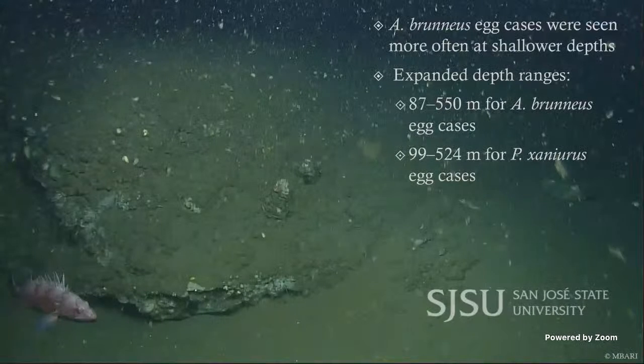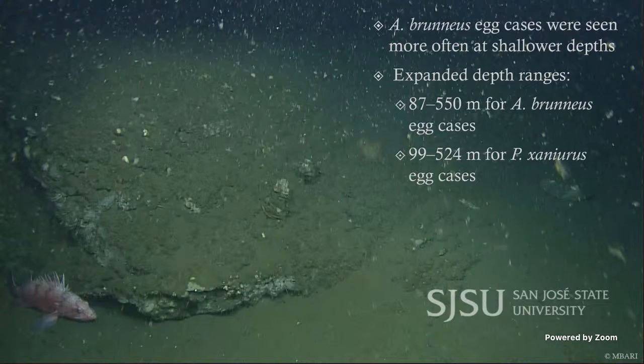Depth was the second greatest influence on oviposition site selection. This was true for both species. Abronius egg cases were seen more often at shallower depths. From both data sources, Abronius more often were seen less than 200 meters, where P-Xaniers were seen more often at greater than 200 meters. Additionally, with these observations, it revealed a depth range expansion. For Abronius, egg cases can be observed between 87 and 550 meters. And for P-Xaniers, egg cases can be observed between 99 and 524 meters.